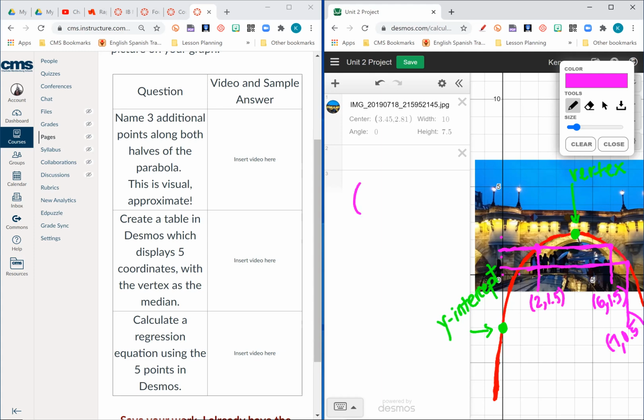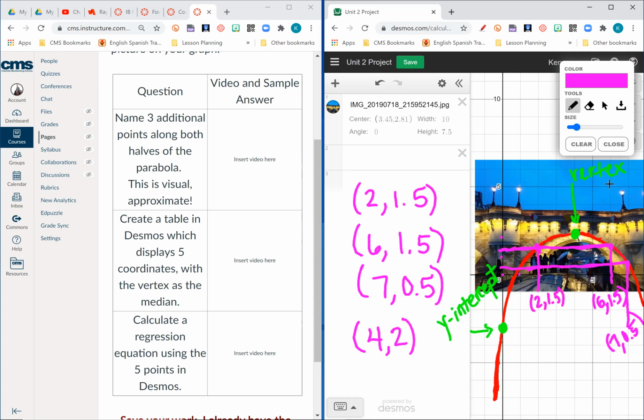So voila, there go my 3 points. The 3 points that I identified were (2, 1.5), (6, 1.5), and (7, 0.5). I already had the vertex, which is (4, 2), and I already had the y-intercept, which was (0, -3). So as you can see, I now have 5 points total.